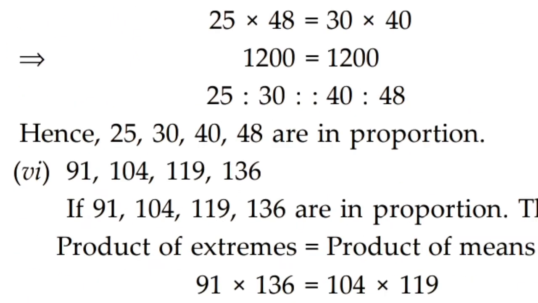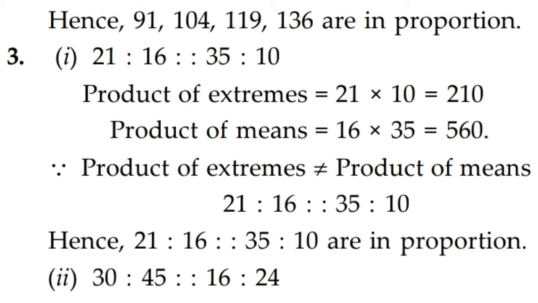Now come to question number 3. Students, question number 3 is: verify whether the following numbers are in proportion. It is also the same, so I will do one part only, that is 21. You have to find out whether the numbers 21, 16, 35 and 10 are in proportion or not. Same method: first you will find out the product of extreme terms, that is 21 into 10, which is 210, and then you will find out the product of mean terms, that is 16 into 35, which is 560. Here you can see the product of extremes is not equal to the product of means, hence these numbers are not in proportion.